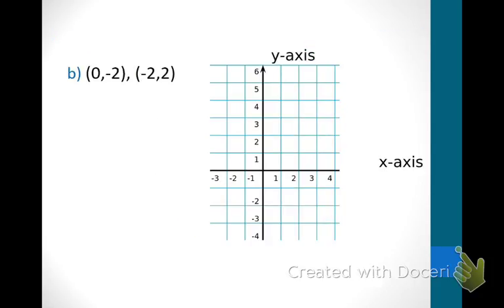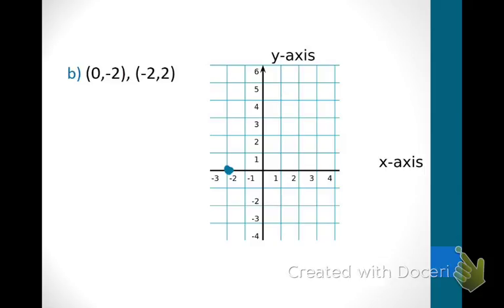Got one more example here. We're going to plot the points 0 and negative 2. Kayla, come on up. I want you to show me where 0 and negative 2 is on our graph. Where do we always start whenever we're graphing points? Start at the origin, okay, and then you moved over to negative 2. Excellent. Come on up and do the next one for me, please, Tati.